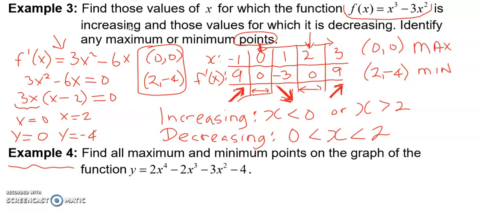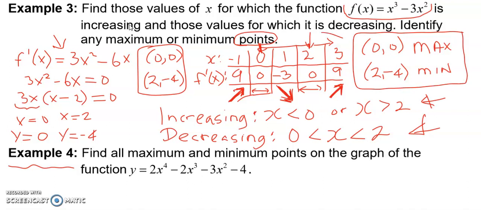So go back over your question now. Make sure you've answered every part. Find the values of x for which the function is increasing and those for which it is decreasing. That's these two right there. And then identify any maximum or minimum points. And that would be this answer right there. And notice that we used the table right there to answer both of those questions.